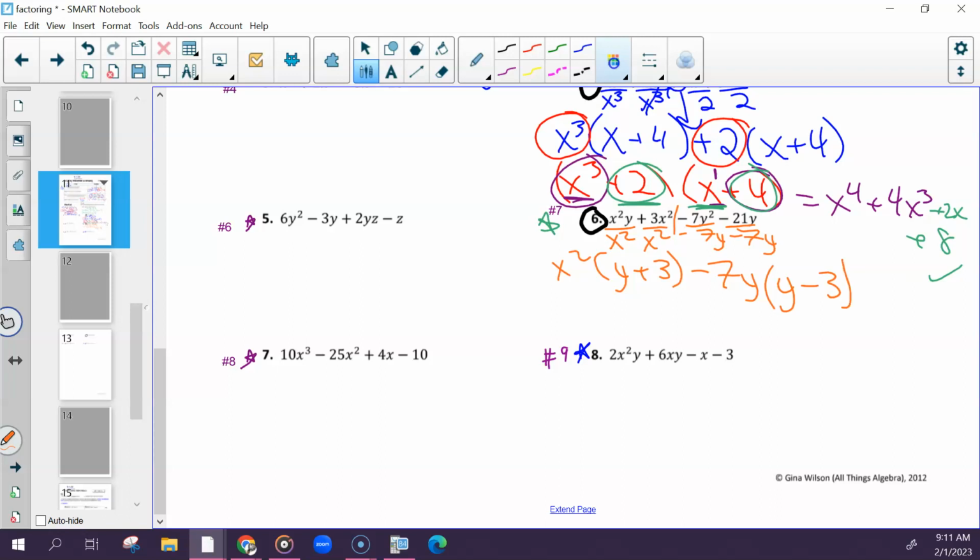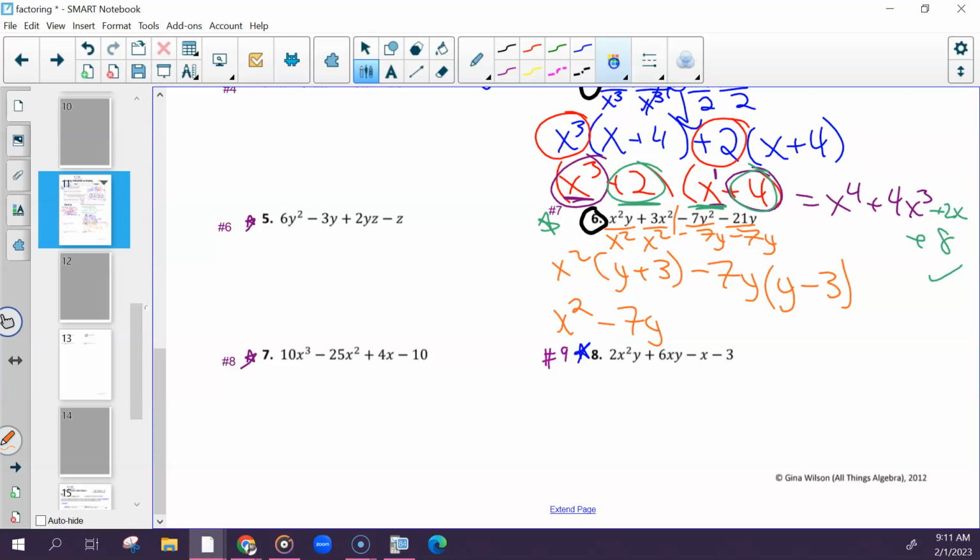And then what? Don't we take our factors? What does that mean? x squared minus 7y. I don't know the next one. Y plus 3. Why is it plus 3? The other one has y minus 3.